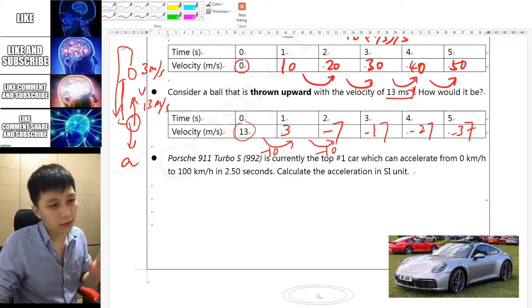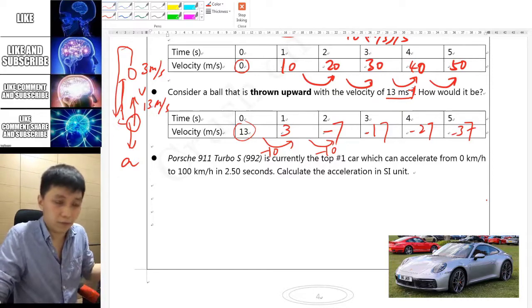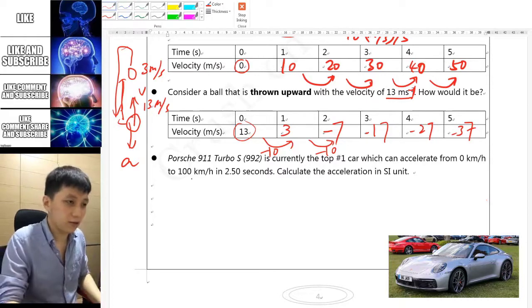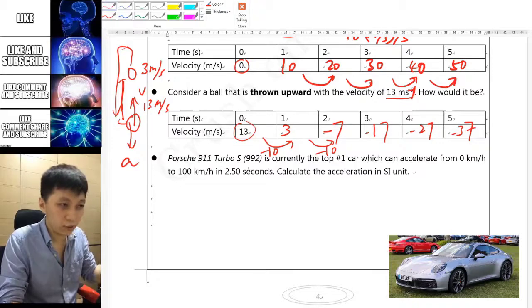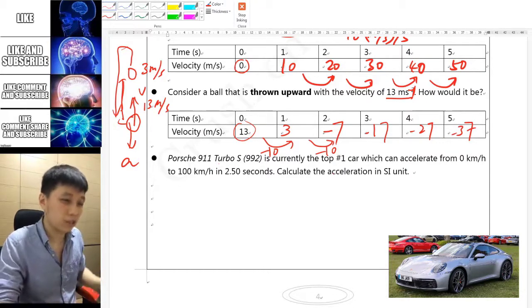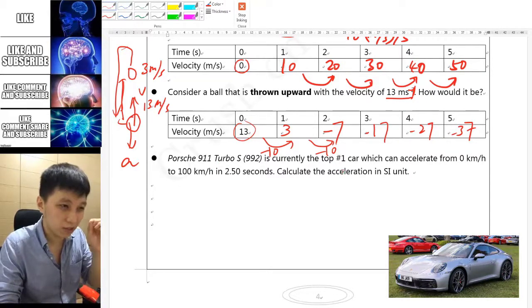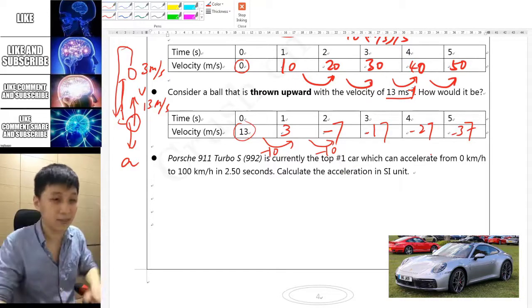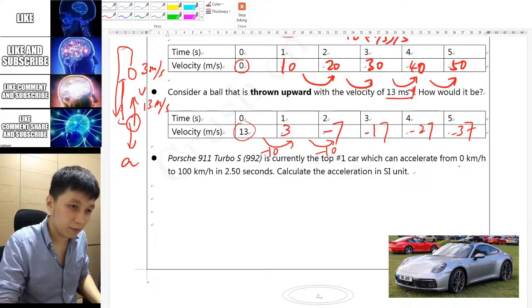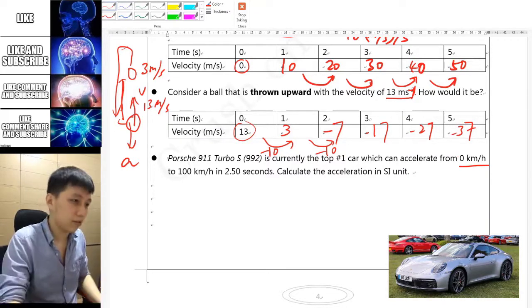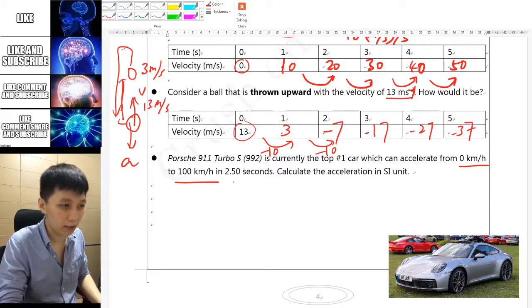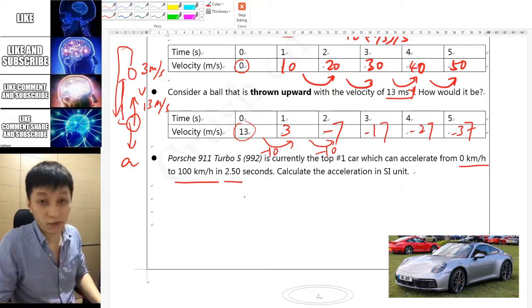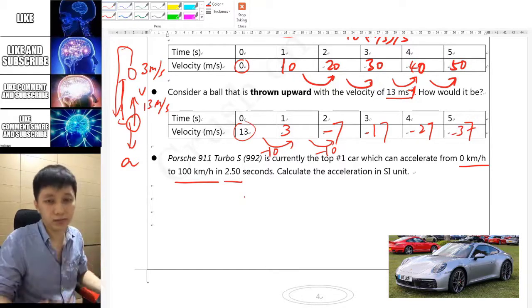Lastly, this is a car that I found from Wikipedia simply, and it's called Porsche 911 Turbo S, whatever it is. It's currently the top 1 car in the world that can accelerate the fastest. So it can accelerate from 0, that means from rest, to 100 km/h in 2.50 seconds. So I want you to calculate the acceleration.